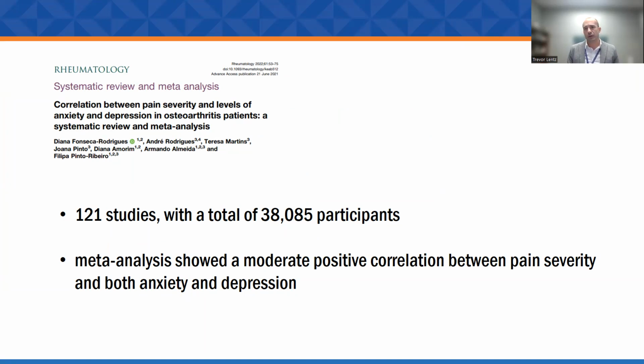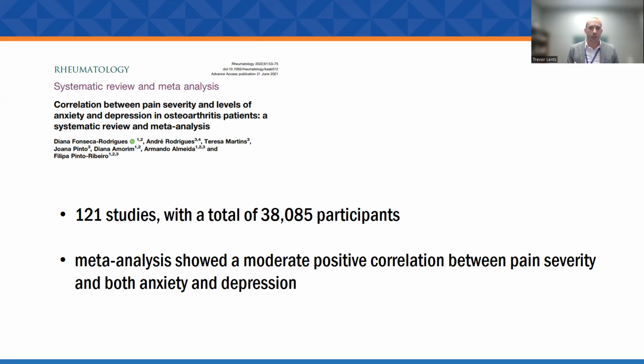I'm not going to belabor the point on these next couple of slides too much, but I do want to make sure that I create this link or remind you of the link between mental health and psychological characteristics and pain and function for people with osteoarthritis. We have a lot of literature out there that shows that there is a relationship. A lot of that work is done in pain, anxiety and depression.